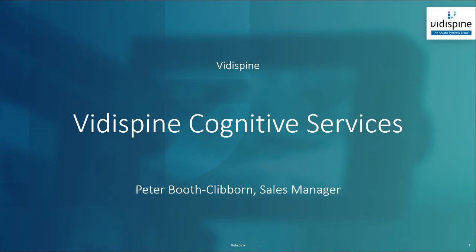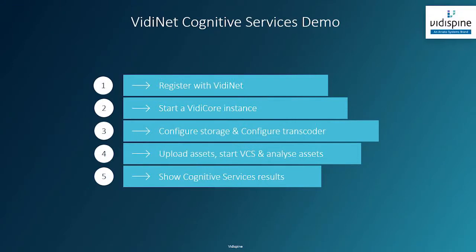I'm going to give you a quick demo on how to set up our new VidiSpine cognitive services. This is a new service we provide on our VidiNet platform that's going to be calling out to AWS Recognition and AWS Transcribe. So I'm going to show you how to register with VidiNet, which is our cloud-hosted platform that provides our managed service API and also other services like transcode and cognitive services.